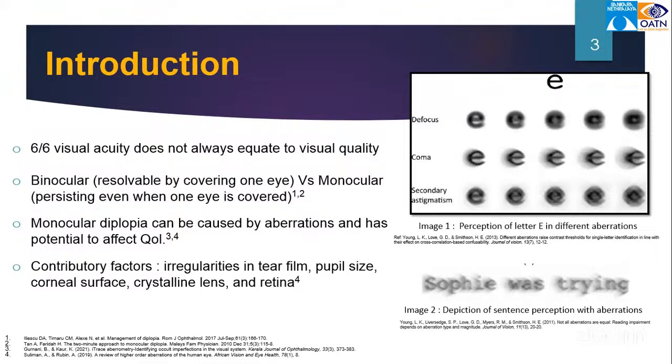Visual acuity of 6/6 is universally accepted as standard normal vision. However, patients with 6/6 vision may still report visual disturbances when they have ghosting, shadowing, or diplopia that can significantly affect their quality of life. As you can see in this first image, the letter E can be perceived like this. And in the second image, we are able to read the text, but the quality is poor.